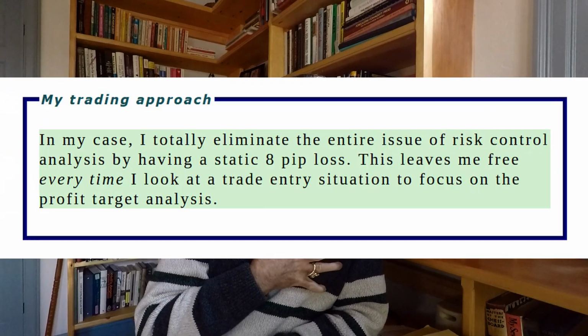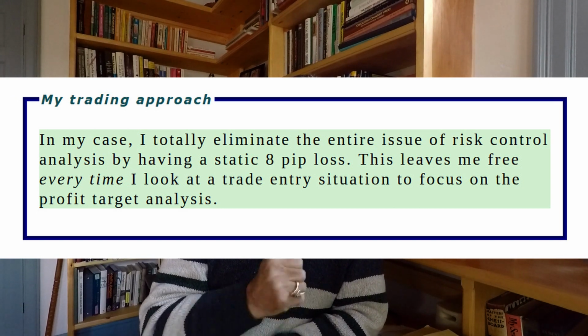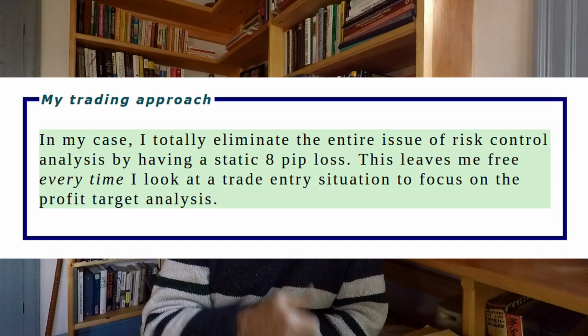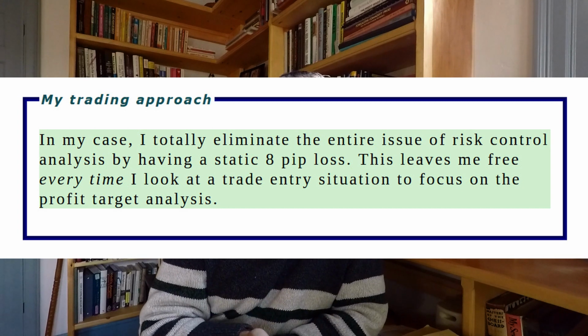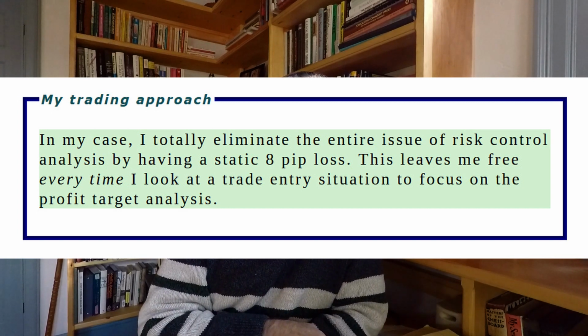So the crux of me just arbitrarily setting that 8 pip stop, for example, let's just take that, is, and again I'll pop up a slide here, slide number 5, it says: this is my trading approach. In my case, I totally eliminate the entire issue of risk control analysis by having a static 8 pip loss. This leaves me free every time I look at a trade entry situation to focus on the profit target analysis.